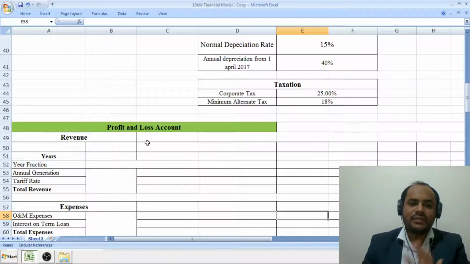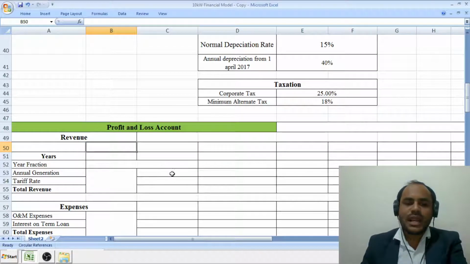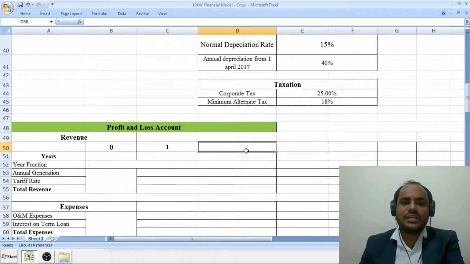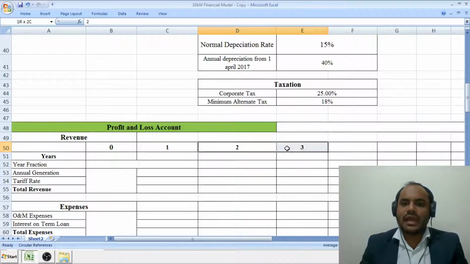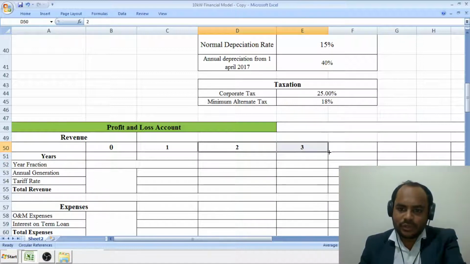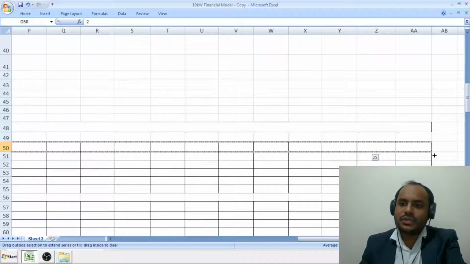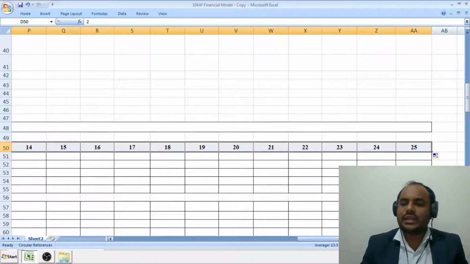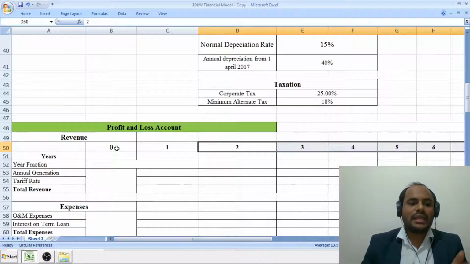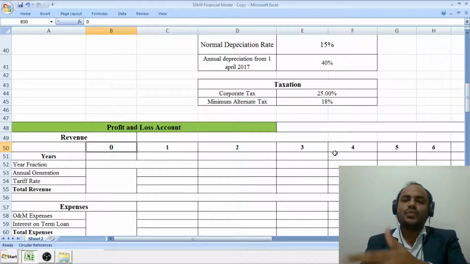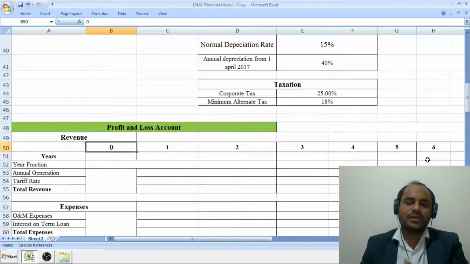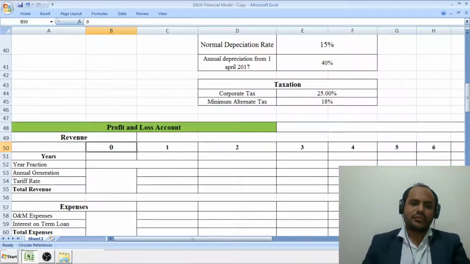In the revenue section, in the first row, I am going to start with 0, that is the date of commissioning, from which year we are starting. Then this is the first financial year, second financial year, third financial year, and likewise. I select this row and move it up to the last point, that is the 25 years span. So 0 is the date of commissioning, and 1, 2, 3 are the subsequent financial years that we are considering.